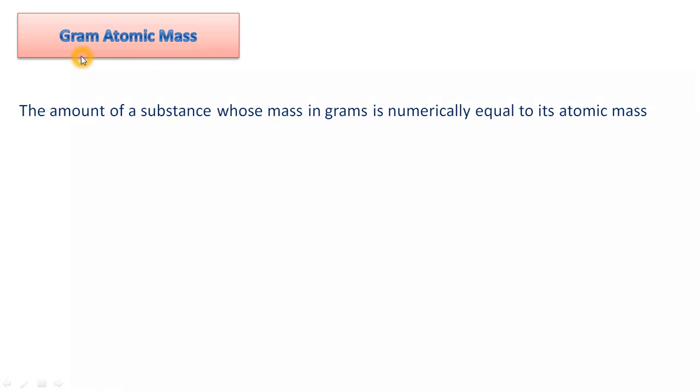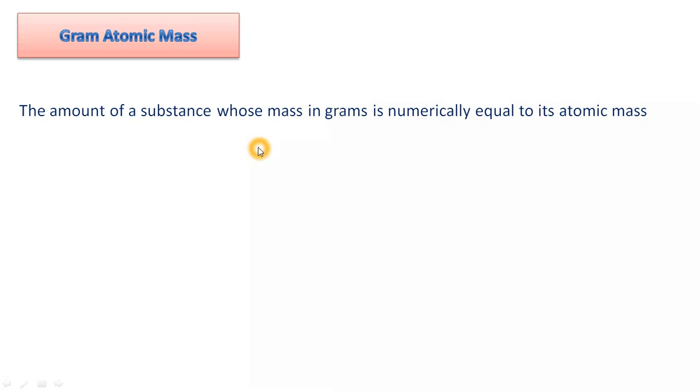Now we know that gram is the unit of mass and its symbol is g, right? Now, what is gram atomic mass? The amount of substance whose mass in grams is numerically equal to its atomic mass. That is called gram atomic mass. That means whatever be the atomic mass of a substance, whenever we express the atomic mass of the substance in grams, that is called its gram atomic mass.